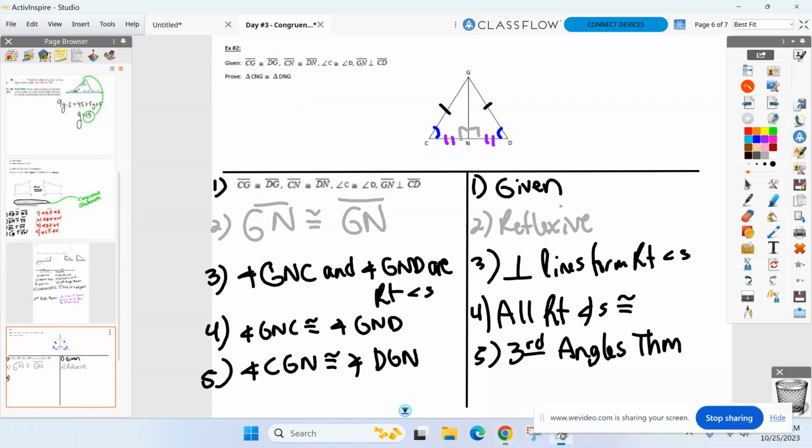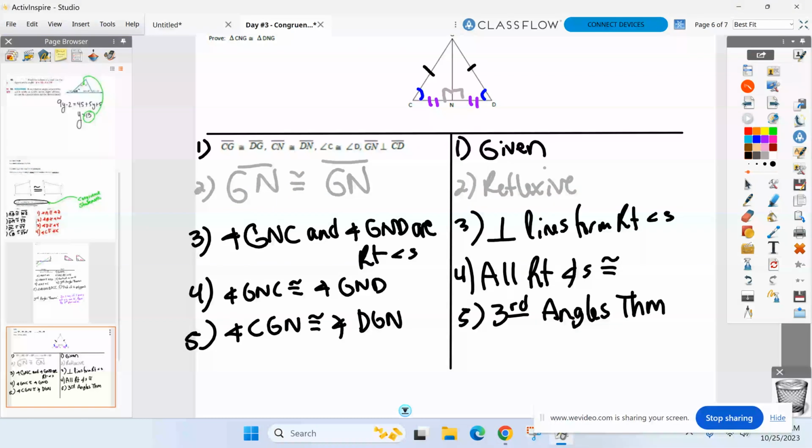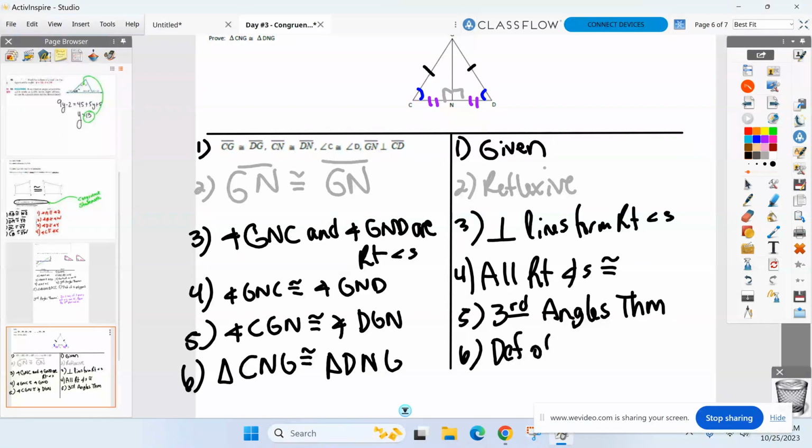And now we have everything we need to say the triangles are congruent. You don't need to make up the statement because it's in your proof there, right? You can just copy the proof statement. Definition of congruent polygons. And again, this reason will change tomorrow when I show you different ways to do it.